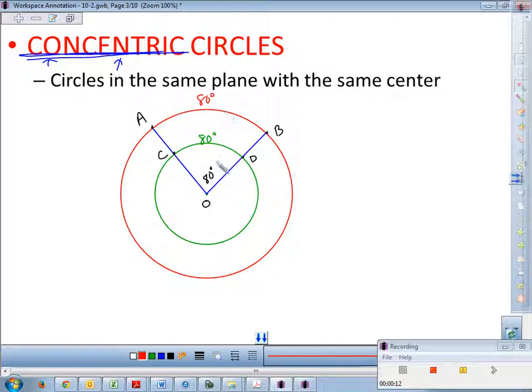So today we talk about arc measure, and we also talk about arc length later. Obviously, the red one is much longer than the green one. If you were to walk from point A to point B, you would walk much further than when you walk from point C to D. So arc length and arc measure are two different concepts right here.